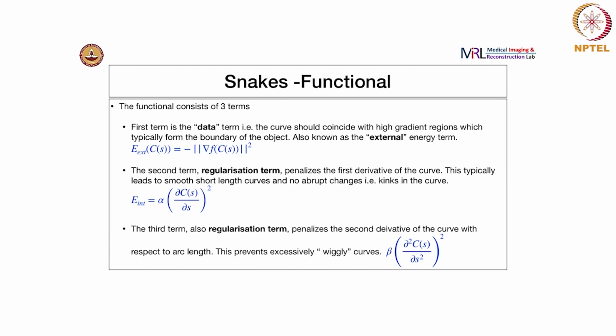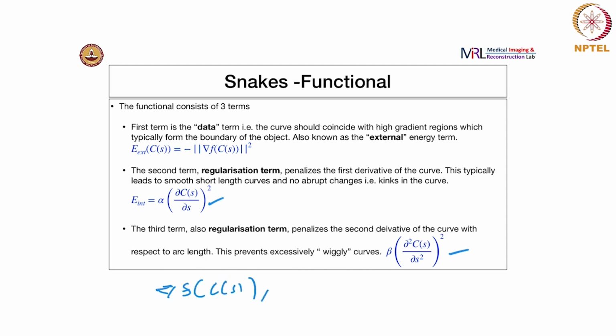The third term, also a regularization term, penalizes the second derivative of the curve with respect to arc length. I say with respect to arc length, but S is basically some parameterization. This prevents excessively wiggly curves. So there are two terms: the first derivative term and the second derivative term. You have some function, which I call the energy term. There will be this gradient of f, and it depends on C of S, so it's a function of that.